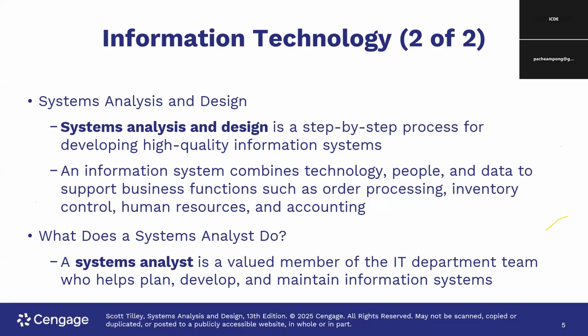Now, an information system combines technology, people, and data to support business functions such as order processing, inventory control, human resources, and accounting. Again, an information system is not just about the computer you are sitting behind or the phone you are using. It's a combination of all these things. The technology has to do with the software and the hardware we use. The people has to do with the users, your managers, your bosses, the stakeholders. And then the data has to do with the raw facts that the system processes.